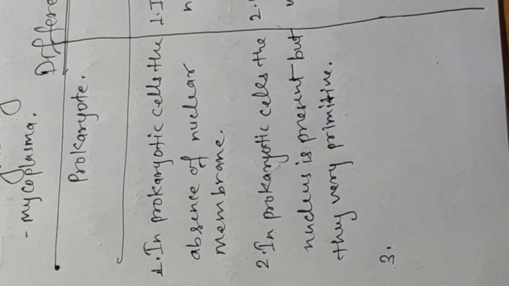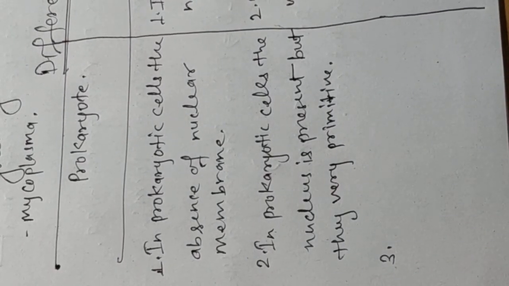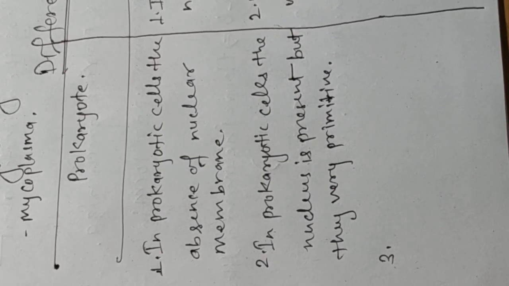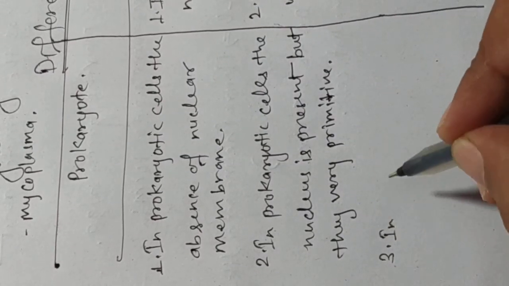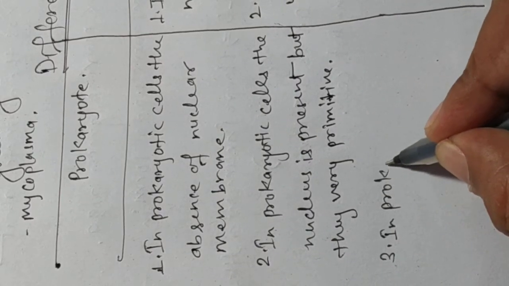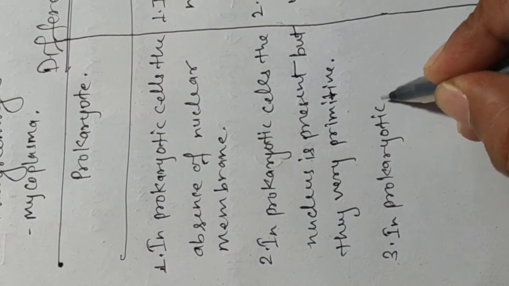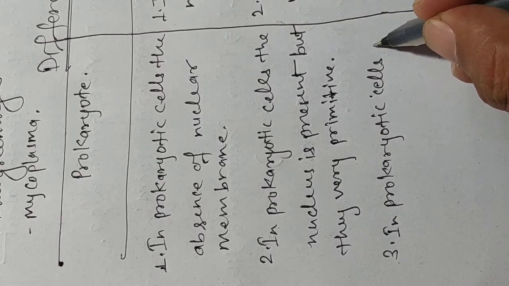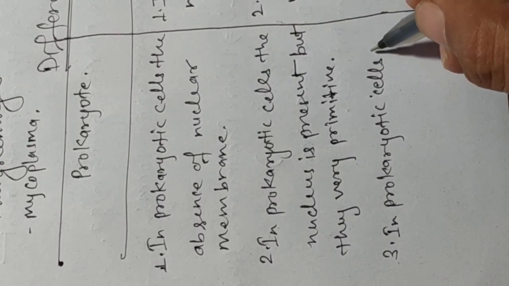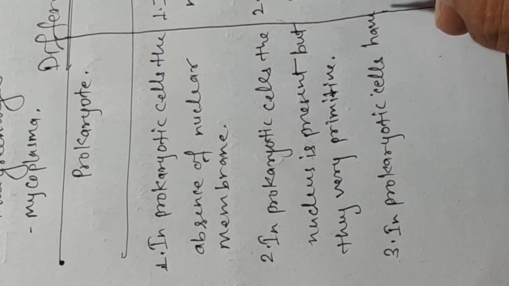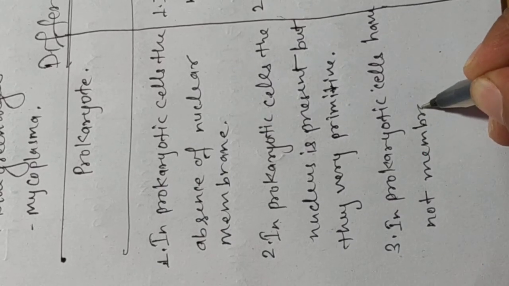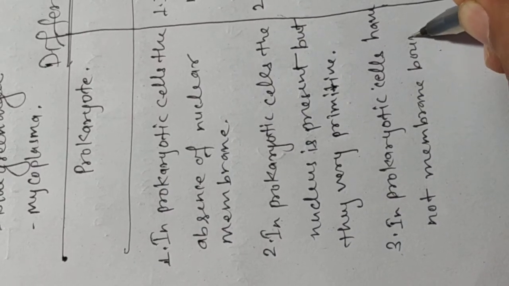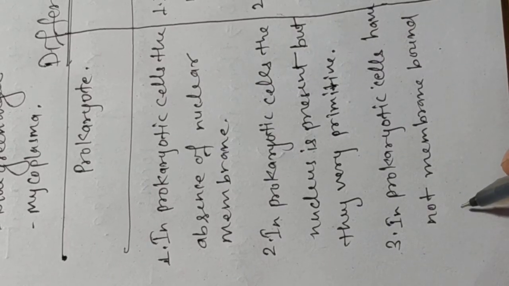In prokaryotic cells, there is absence of membrane bound organelles. Prokaryotic cells do not have membrane bound organelles.